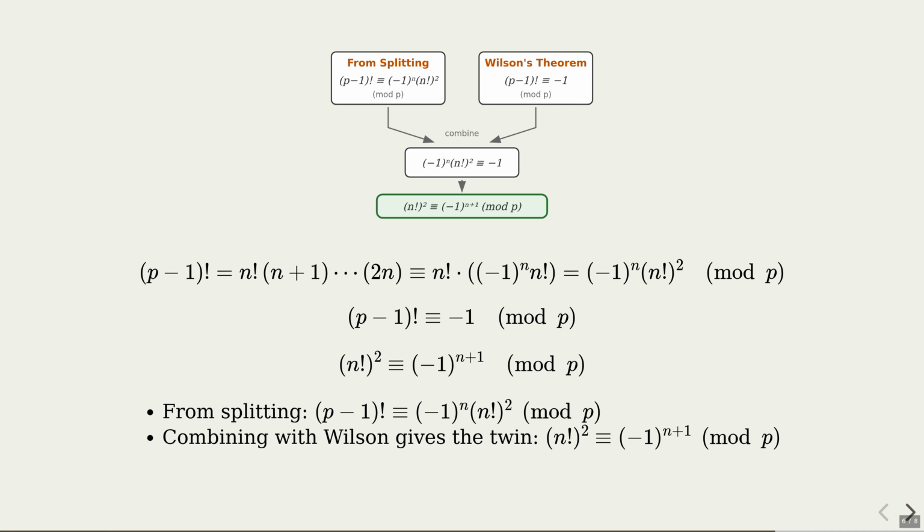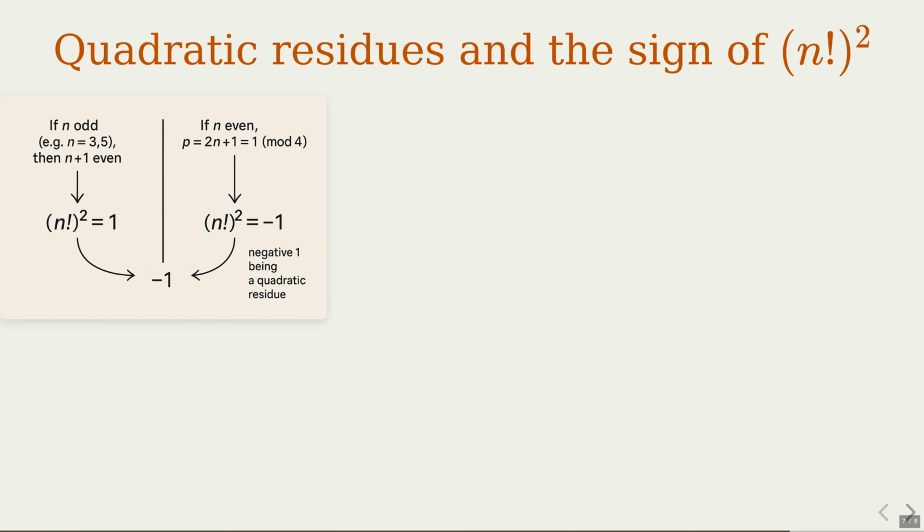So all the complexity of the product from 1 up to 2n has collapsed into a neat sign pattern built from n. Now let us see what this tells us about when negative 1 is a square modulo a prime. Let us interpret the identity in terms of quadratic residues and revisit our examples.